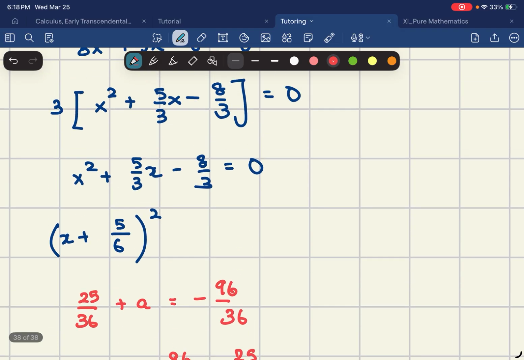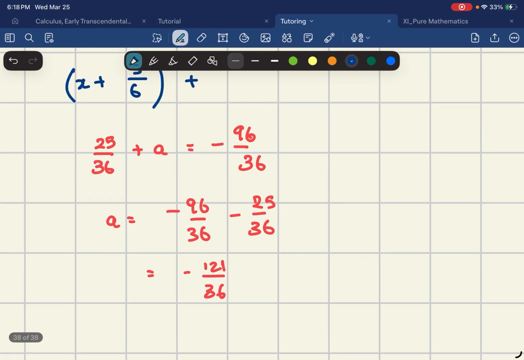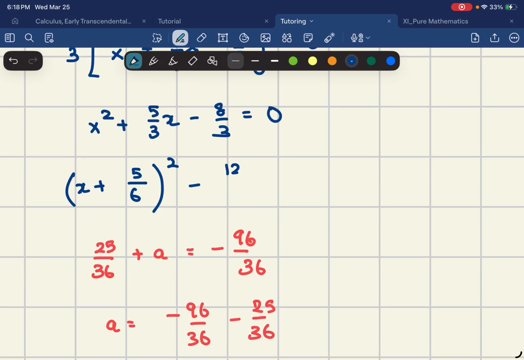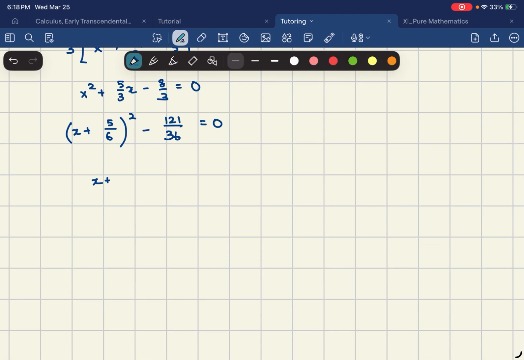So I need to subtract. So I need to add a, and a is just negative 121 by 36. So effectively, I just get minus 121 over 36 equals 0. All right. So x plus 5 over 6 squared is 121 by 36. Now 121 is just 11 squared. 36 is 6 squared. So x plus 5 over 6 is plus or minus 11 by 6, right?